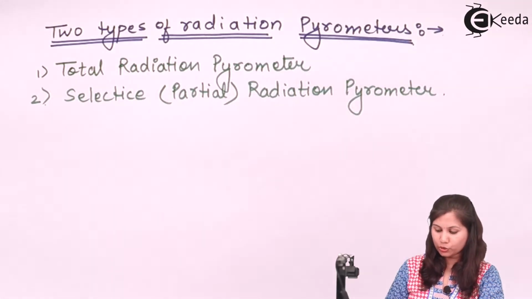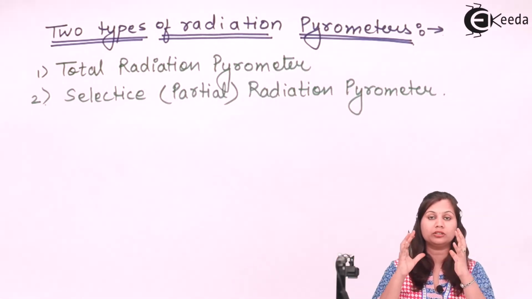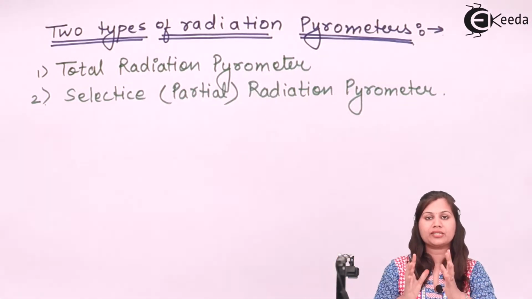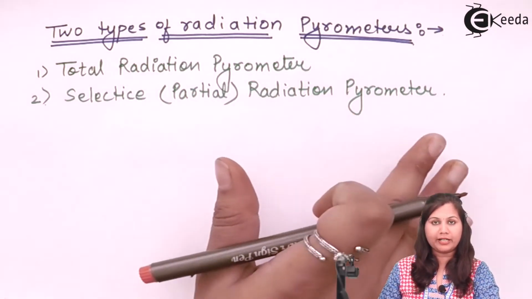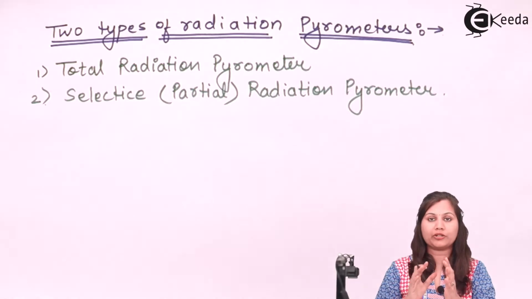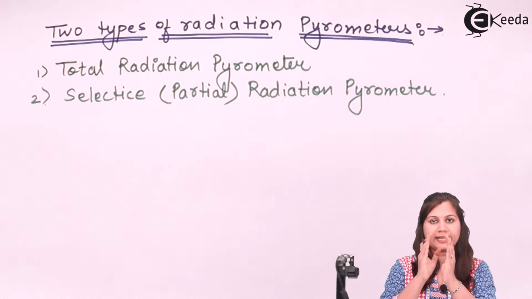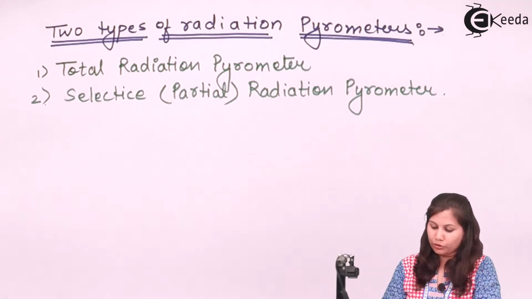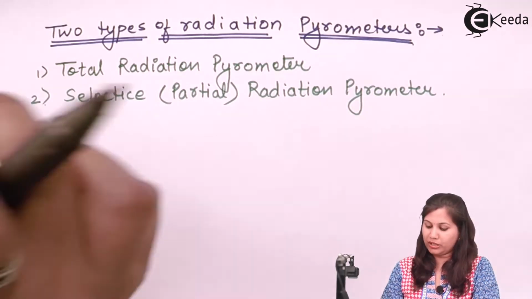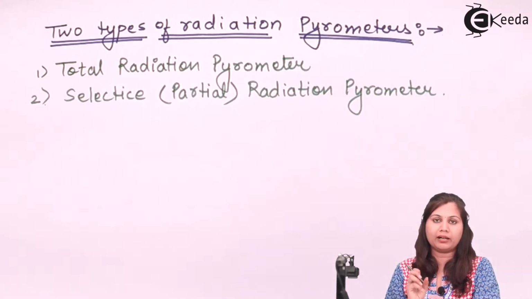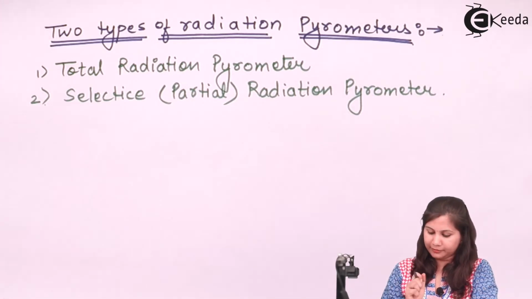The difference in these two types is that the total radiation pyrometer is going to measure the total amount of radiations emitted by the object, whereas the selective or partial radiation pyrometer is going to measure the radiation of a particular wavelength or of a selected band. Okay, so that is the difference. Here the total amount of radiation is being measured, and here only the selected part is being measured, that is, partial radiation measurement is done.